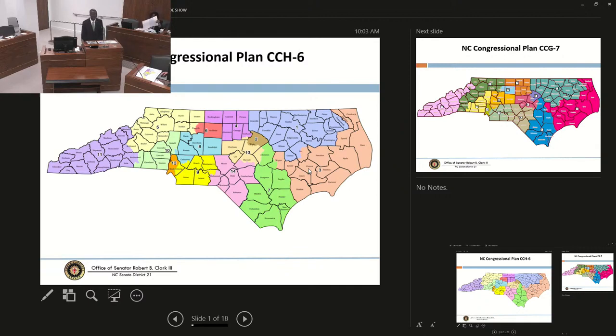Again, does everyone have in front of them Senate Bill 737, first edition, as the map is labeled? Okay. If everyone has it, we will go ahead and allow Senator Clark to begin his process.